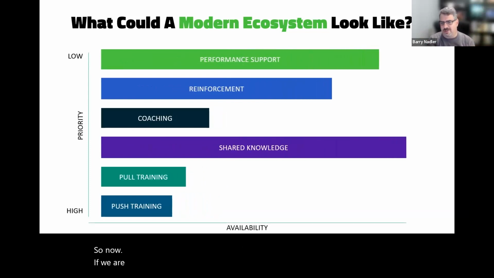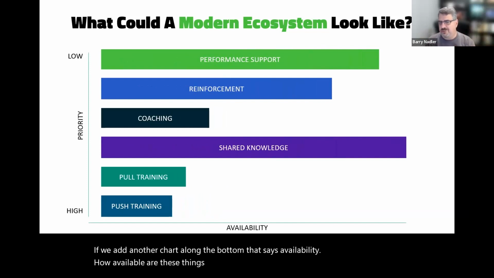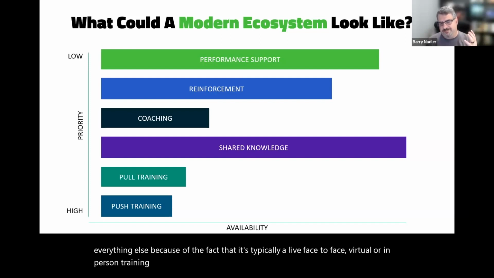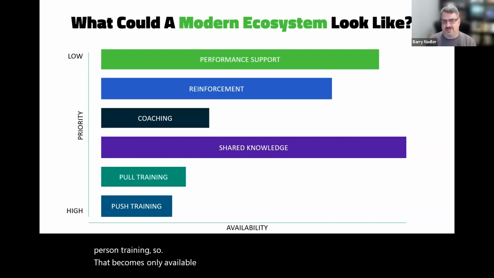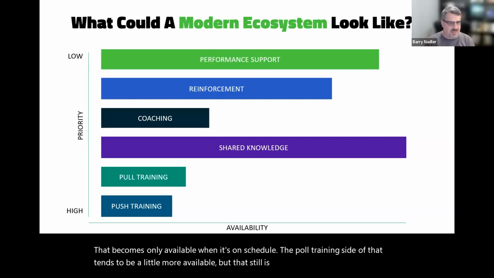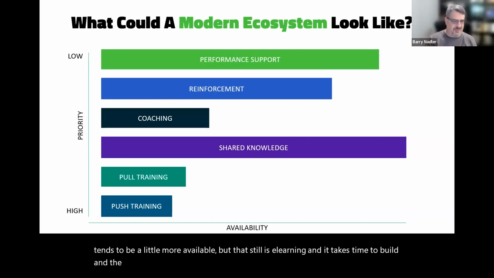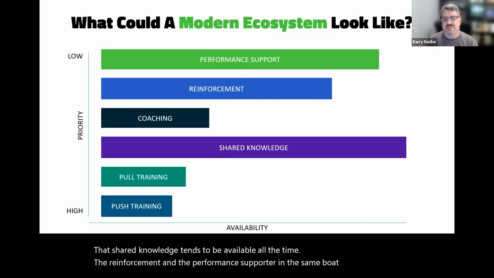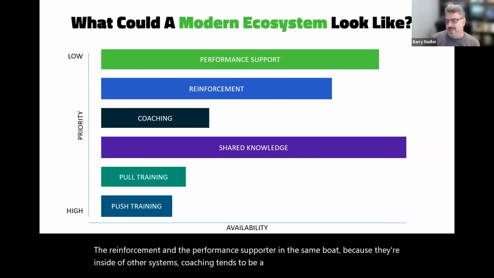if we add another chart along the bottom that says availability, how available are these things? So push training is not nearly as available as everything else because of the fact that it's typically a live, face-to-face, virtual, or in-person training. So that becomes only available when it's on schedule. The pull training side of that tends to be a little more available, but that still is e-learning and it takes time to build, and the recordings are available, people have to go find them. That shared knowledge tends to be available all the time. The reinforcement and the performance support are in the same boat because they're inside of other systems. Coaching tends to be a manager, depending on if that manager is available.